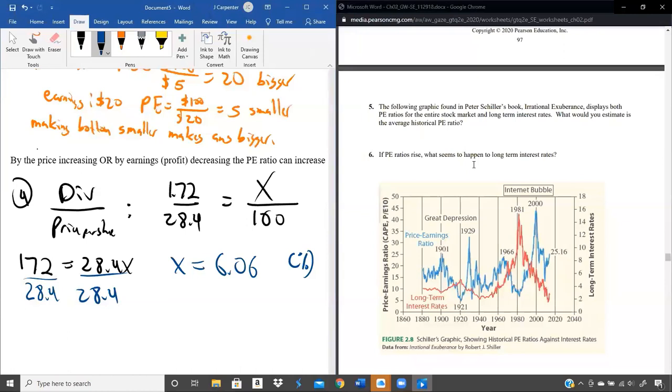The following graphic found in Peter Schiller's book, Irrational Exuberance, displays both the PE ratios for the entire stock market and long-term interest rates. What would you estimate the average historical PE ratio to be? So this is a table of information that's got two completely different sets of information on it. The way that these numbers over here are scaled in comparison to these numbers over here, a human or a computer has made that choice.